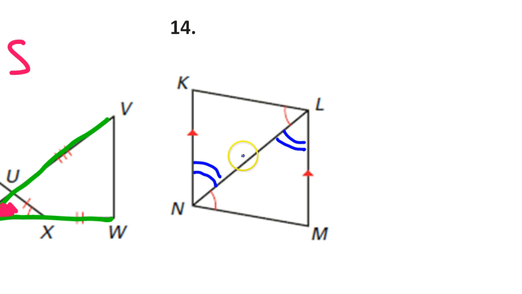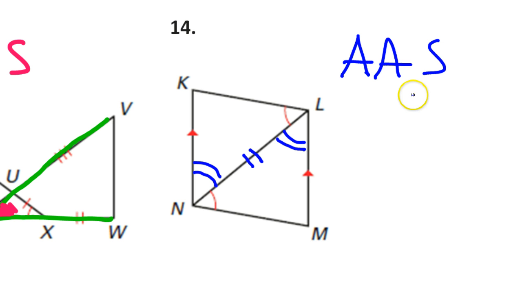Now, this is a common side. So that's going to be the same for both triangles, so we can mark that as well. So let's count up and see what we have. We have two angles and a side. So, right, because of the red angle and then the blue angle and then the shared side. So two angles and a side. How do I know if it's angle, angle, side, or if it's angle, side, angle?